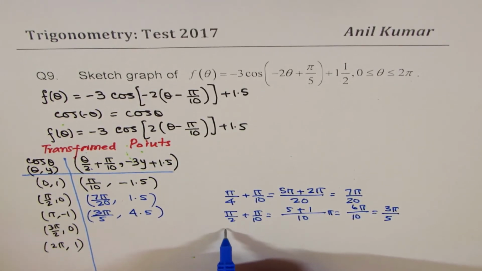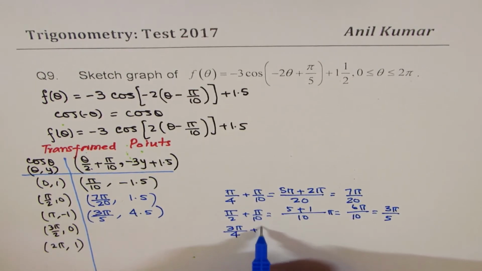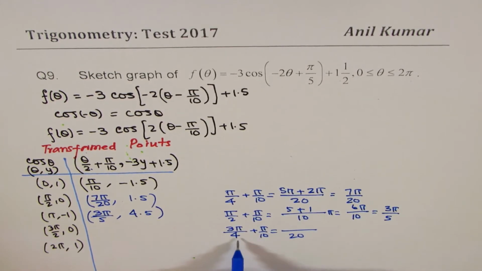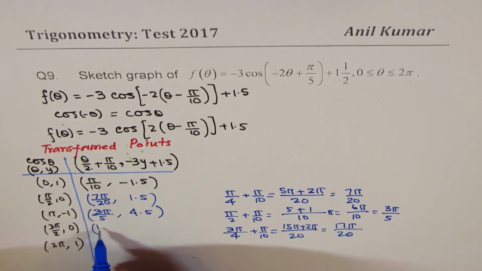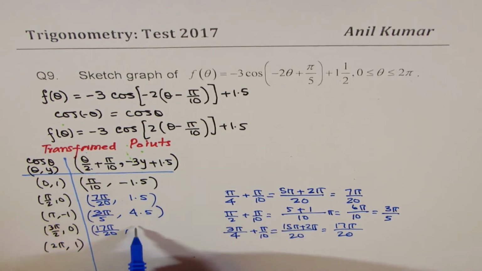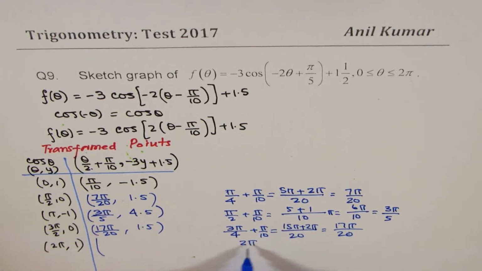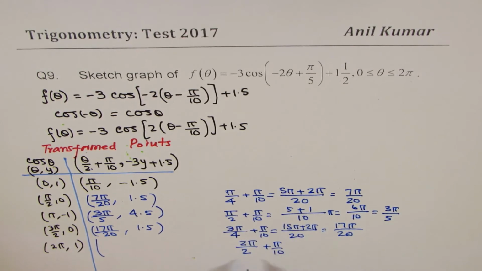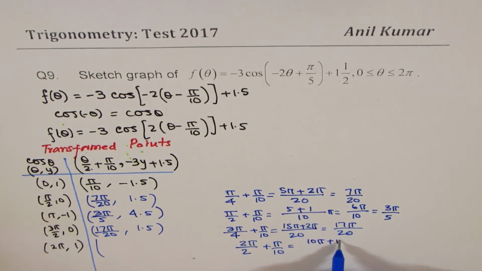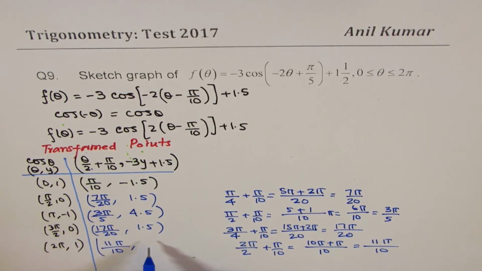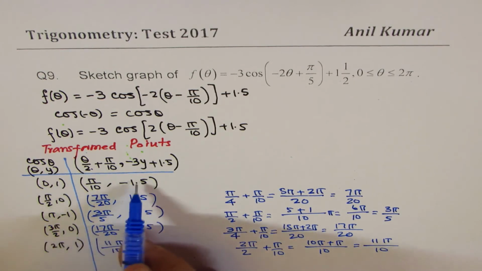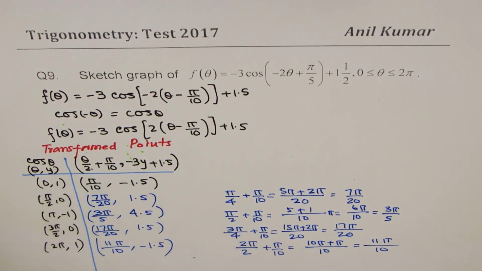Correct? 3 pi by 2. So 3 pi by 2 makes it 4. Add pi by 10, and 20 is your common denominator. So 5 times 3, 15 pi plus 2 pi. That gives you 17 pi by 20, and 0 corresponds to 1.5. As far as 2 pi is concerned, first divide by 2, and we have to add pi by 10. To get 10, we multiply both by 5, so 5 times 2 is 10, 10 pi plus pi over 10, which is 11 pi by 10, and 1 corresponds to minus 1.5. So these are your values. On a graph paper, you can write down these values and plot the graph.